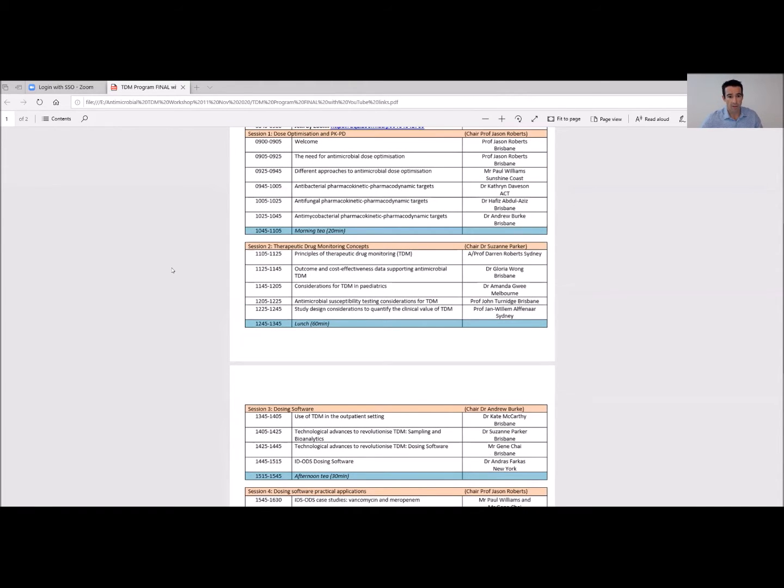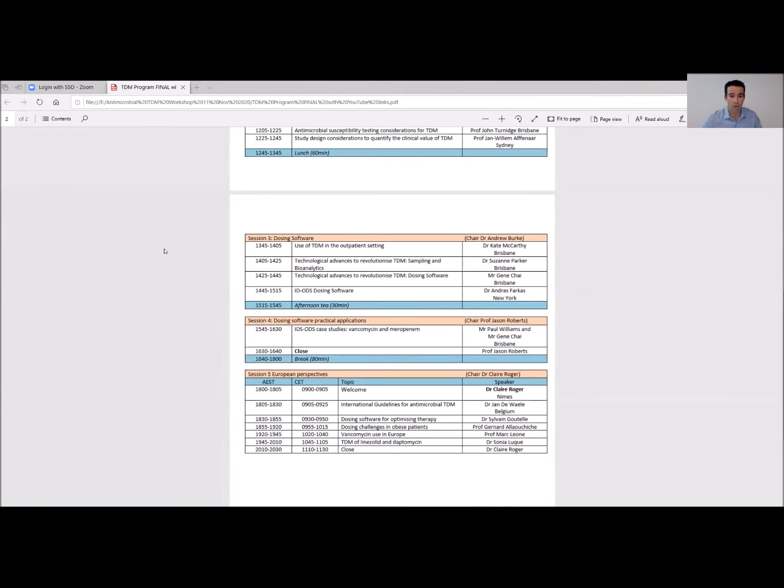The second session after morning tea will be about some concepts around therapeutic drug monitoring. The third session will focus on dosing software. Now, I will highlight the fact that there is a specific dosing software that will be the focus of some of the presentations in this session, but it is just one example of a dosing software. There's lots of dosing softwares out there, and we just chose this one because it's one that we're familiar with. But there are many other softwares which are available, and each of them perform very well. So I'm not necessarily suggesting that we are advocating for this above others.